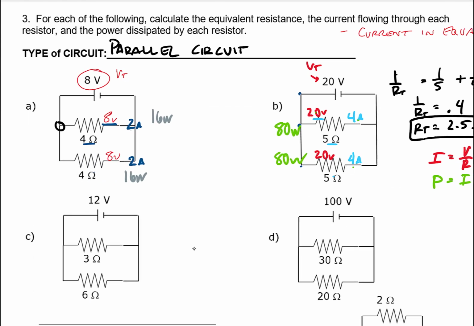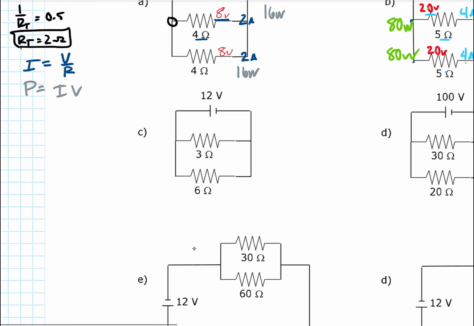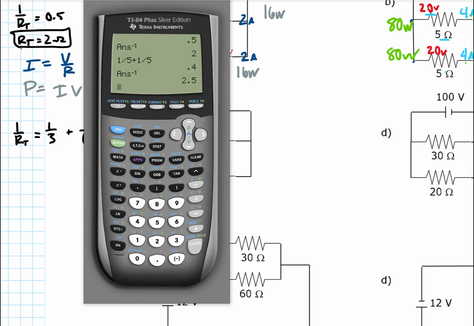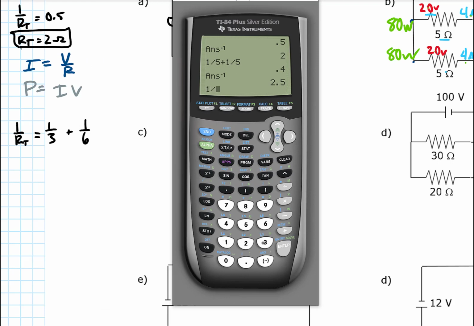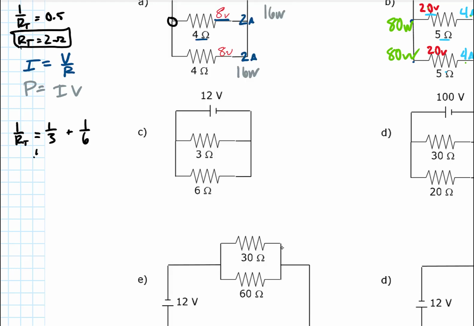Going on to the next one. Now here they're not the same anymore, but our process still is the same. 1 over R total is 1 over 3 plus 1 over 6. So with the calculator, 1 divided by 3 plus 1 divided by 6 gives me 0.5. So 1 over R total is 0.5. Take the inverse of both sides, so 1 divided by that. We get R total is equal to 2 ohms. That's our equivalent, or our total resistance.